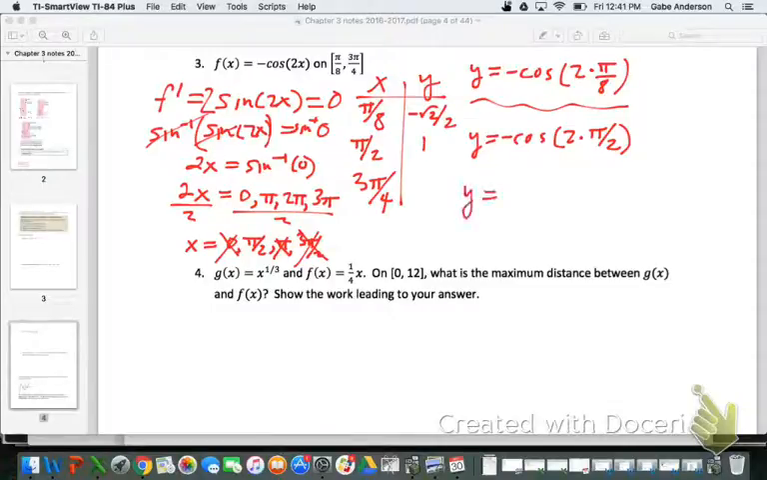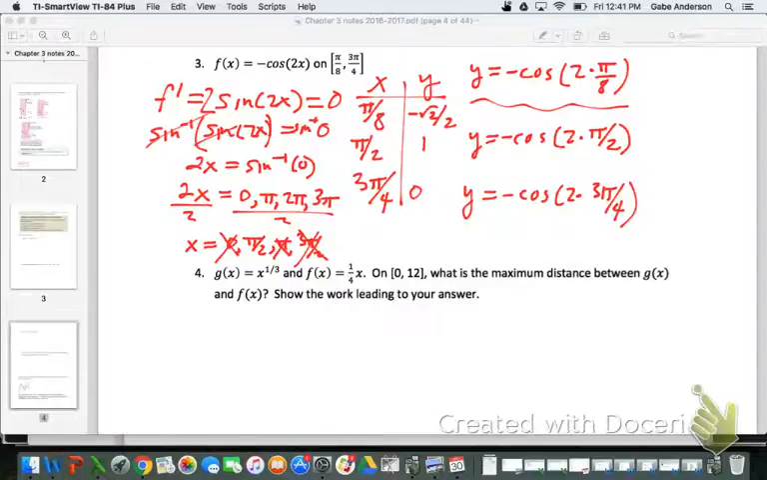And then y equals negative cosine of 2 times 3 pi over 4. The 2 and the 4 once again cancel to be a 2. So it's really cosine of 3 pi over 2, which is 0, and the negative at that point doesn't really mean anything, so you just get 0.